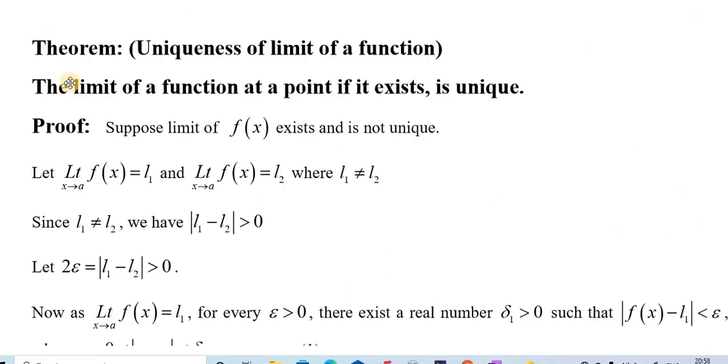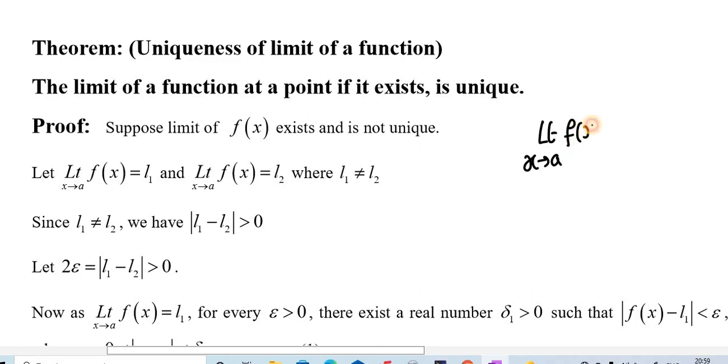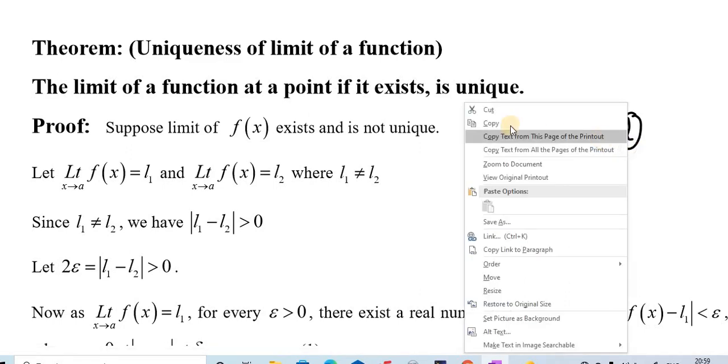Next we are going to prove uniqueness of a limit of a function. The limit of a function at a point, if it exists, is unique. That means if limit x tends to a, f of x exists, it is unique. That means here the L is unique. Okay, now we want to prove that L is unique.